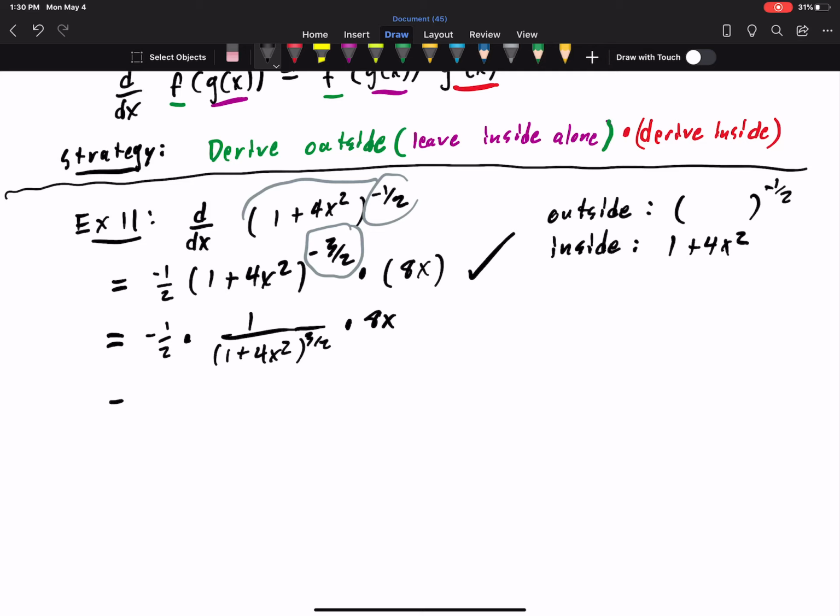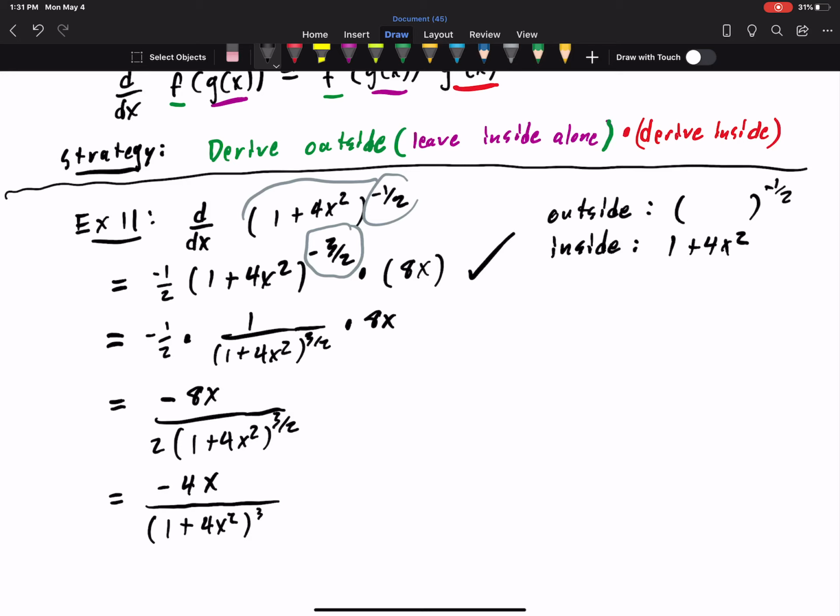Simplify a little bit more. Notice that we have a bunch of fractions here that are all being multiplied. So this gives us minus 8x over 2 times 1 plus 4x squared to the 3/2. Okay, now you have a minus 8 over 2. You can reduce that a little bit. Cancel out some of the 2's in that 8. So doing so, this gives you minus 4x because you cancel out one of the 2's and 8's in the 8 if you factored it. So you have 1 plus 4x squared all raised to the 3/2 power. And that is as simplified as it gets.